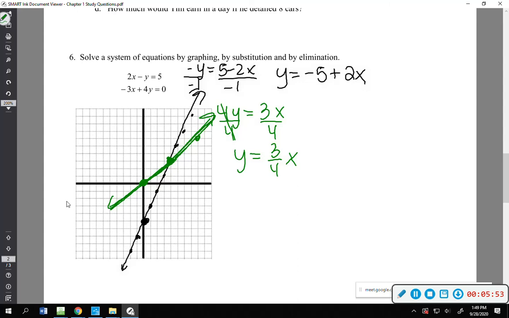So our solution is at 4, 3, because that is where the lines intersect. So when I solve this system by substitution and elimination, I should get the same thing.